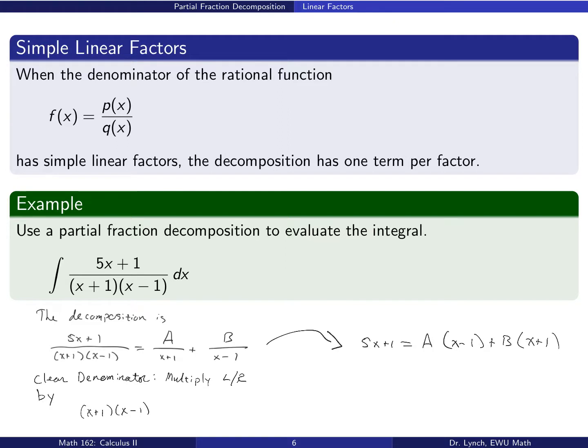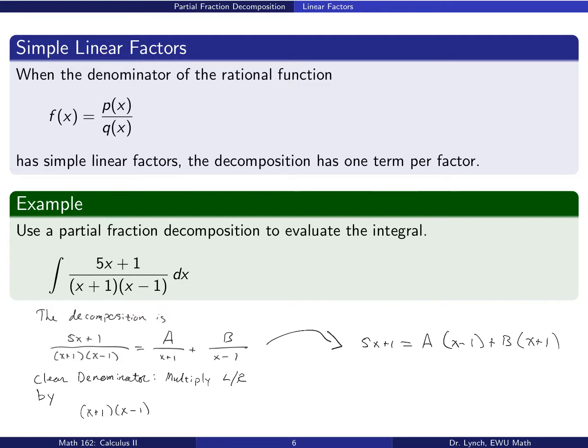So here's what we get when we clear the denominator: multiply left and right hand sides by (x - 1) times (x + 1). We find that 5x + 1 on the left hand side is equal to some constant A times (x - 1) plus some constant B times (x + 1). Now, one thing you can do is expand this all out and equate coefficients, and we'll see how to do that a little bit later. Another thing you can do here is choose x strategically.